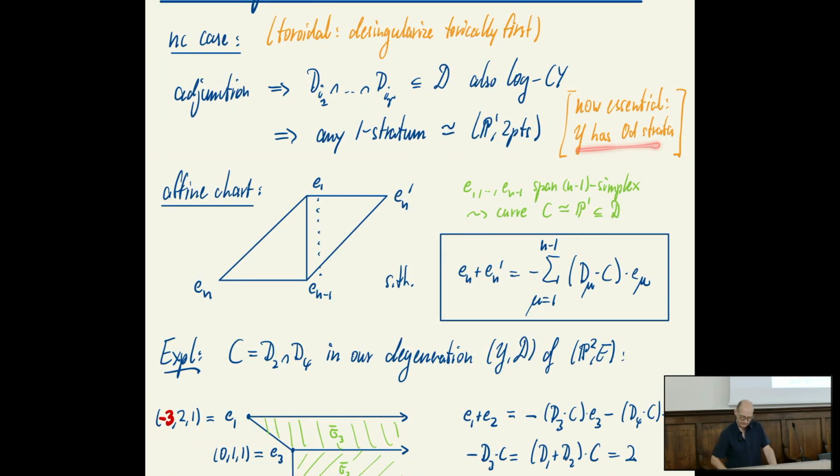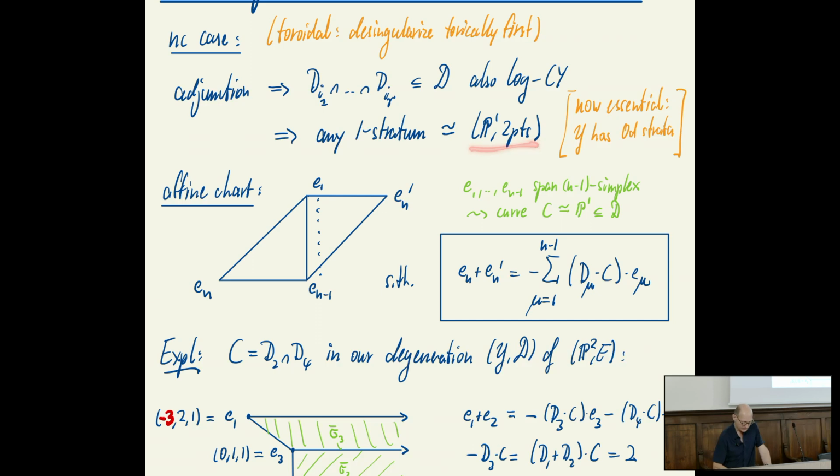So let's assume we have a zero-dimensional stratum. Then we also have one-dimensional strata. And a one-dimensional log Calabi-Yau could be A1 with 1 point, okay? That works too, but let's look at the compact case. Then we have P1 with 2 points, okay? That's the only other case.